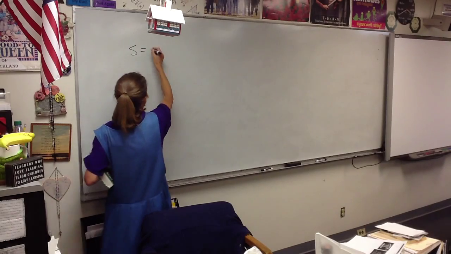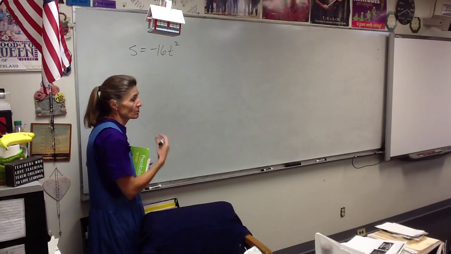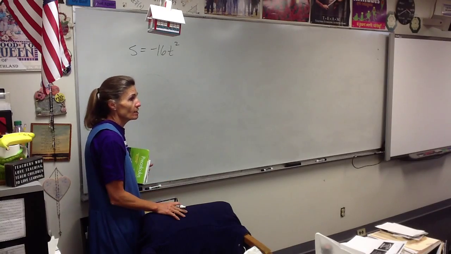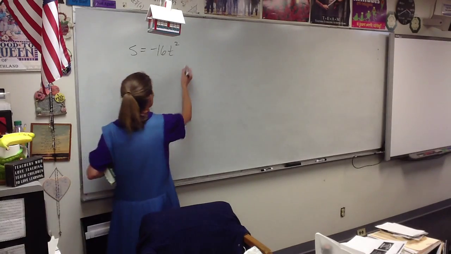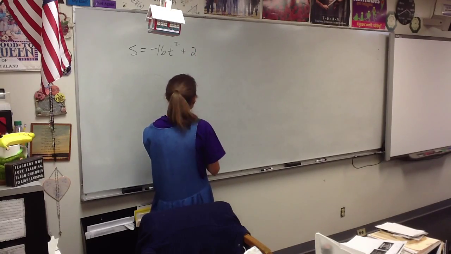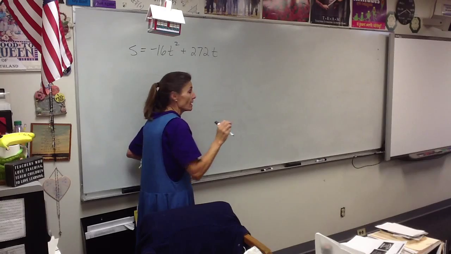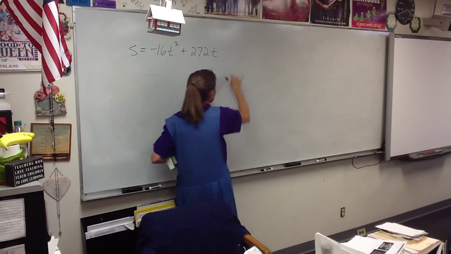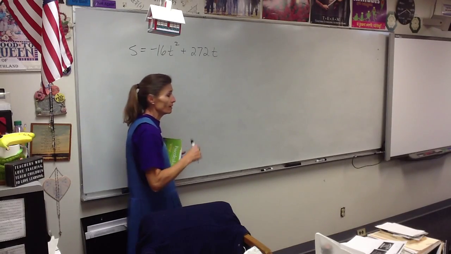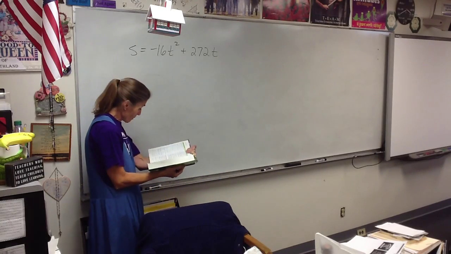S equals negative 16t squared. That never changes as long as we're in feet. If we're in meters, there's a different coefficient. But if we're in feet, which I'm going to keep it in feet, or I'll give you the new equation, it's negative 16t squared. All right, plus, we changed our velocity. It's 272t. In problem 34, we're doing problem 34. And then plus 0, because why? It's ground height. Because we're at ground level. Remember, if we were standing on a 100-foot cliff, it would be plus 100, right? Okay, but it's not. It's plus 0.